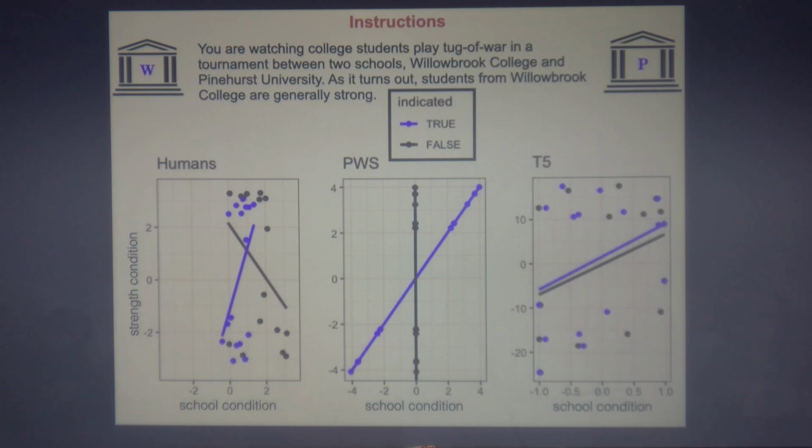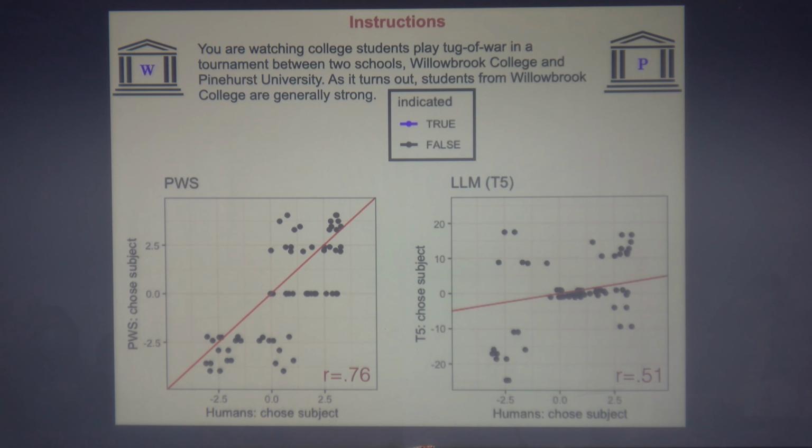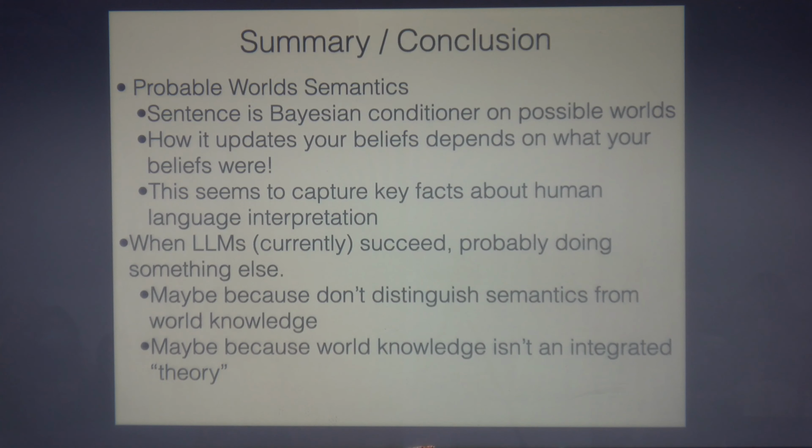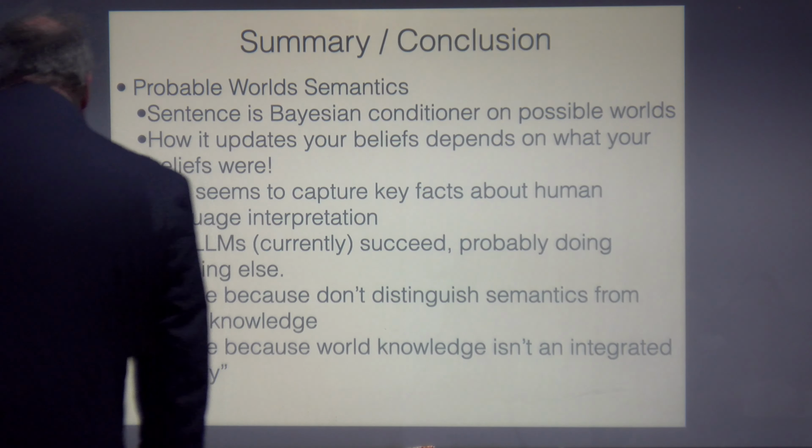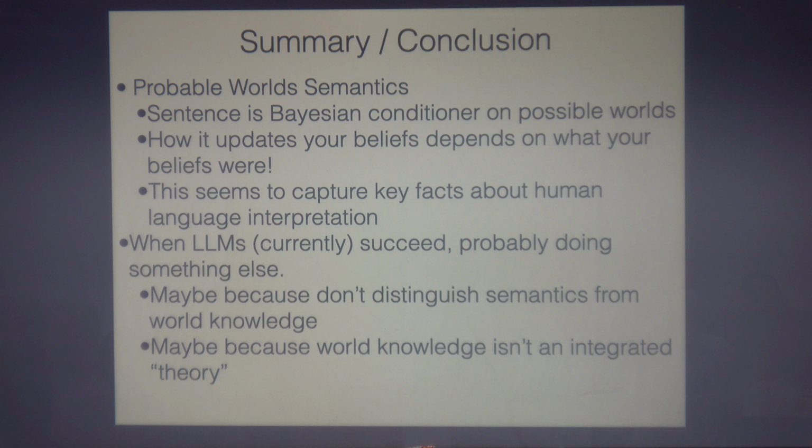T5, again, just ignores the information, right? It just doesn't update its beliefs at all. Or it updates its beliefs, but is unable to use that information. And again, here's just the human to model comparison. So in probable world semantics, right, a sentence is a Bayesian conditioner on possible worlds. How it updates your beliefs depends on what your beliefs are, right? And this seems to capture some really key facts about human language interpretation.